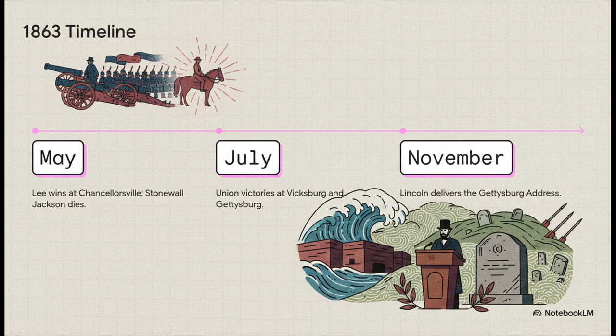The year itself was an absolute roller coaster. In May, Robert E. Lee scored a massive tactical victory over the Union at Chancellorsville, but it came at a catastrophic internal cost for the Confederacy. Legendary Southern General Thomas Stonewall Jackson was accidentally shot by his own men during a nighttime reconnaissance mission and later died of pneumonia. Then, in July, the war basically exploded simultaneously on 2 totally different sides of the country.